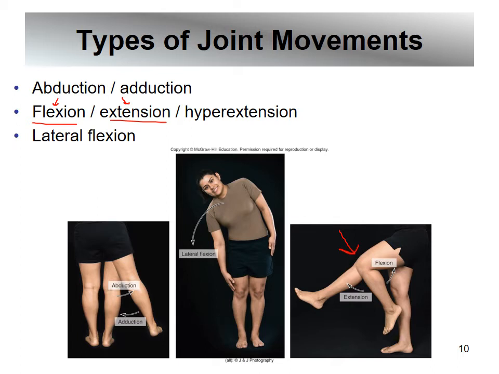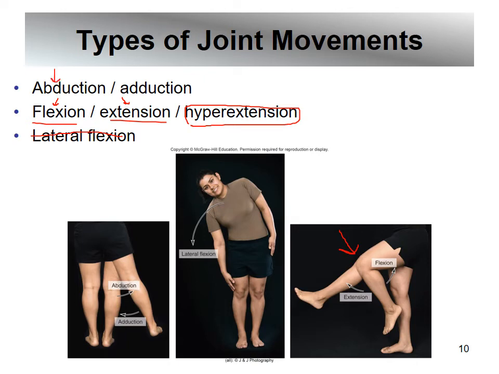This is the only one that really has a third part called hyperextension. The only place we really see that is the wrist under normal conditions. If I have my palm facing up and I pull my palm towards my forearm, that's flexion. I extend it out to 180 degrees, that's extension. But the wrist can go past 180 degrees, and that's called hyperextension. I'm not worried about lateral flexion.